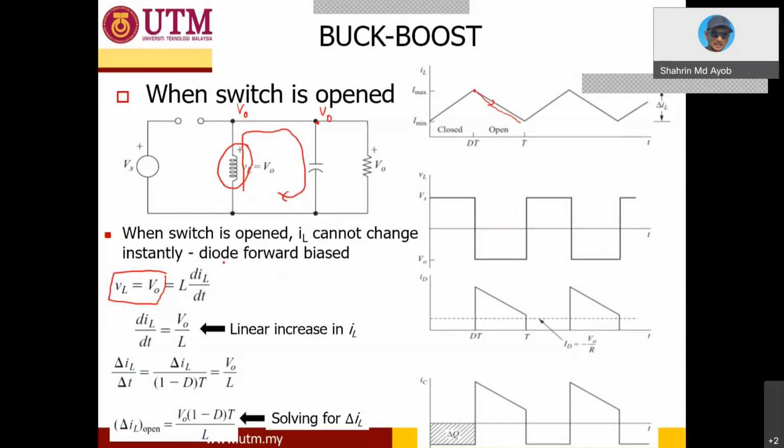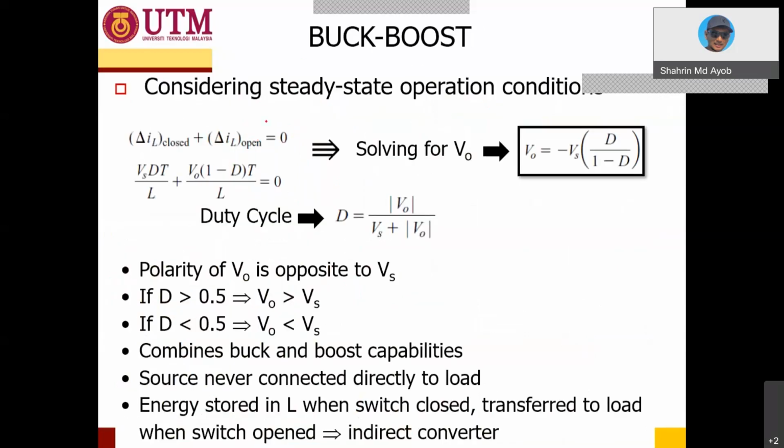Okay, and then we know that the inductor voltage is L diL over dt. Then, the same process, finally you will obtain that delta IL during off state over delta T, which is T off, 1 minus D T, must equal V out over L, so this one is V out over L times 1 minus D T. Okay, so finally we will have this equation and we need to use this.